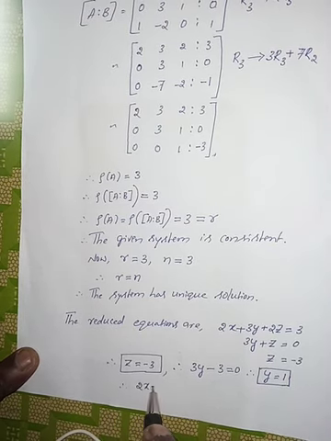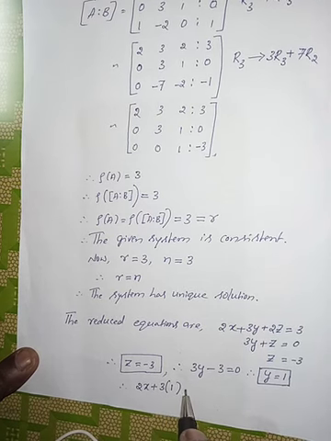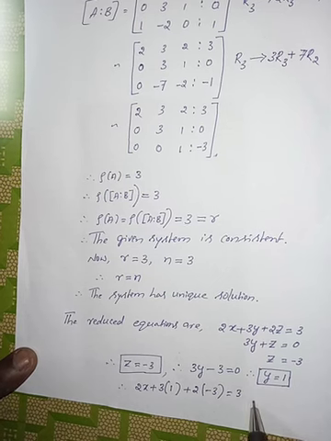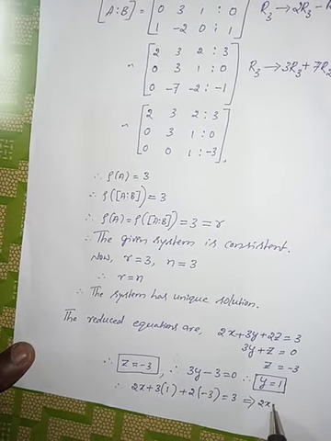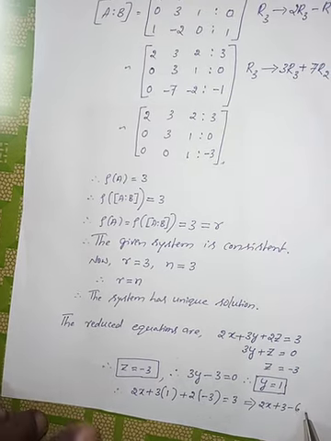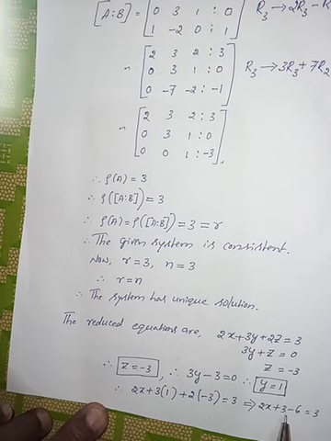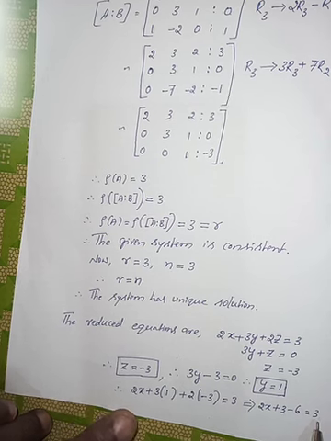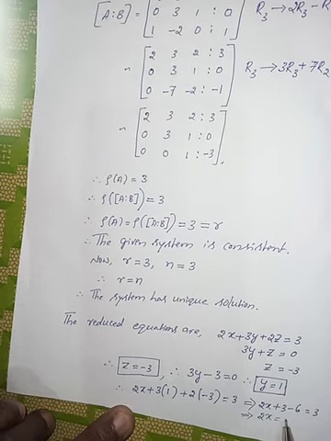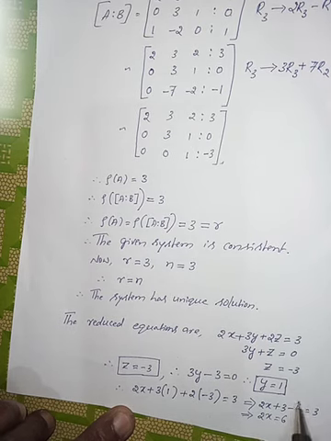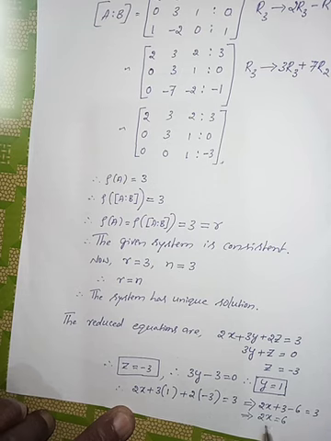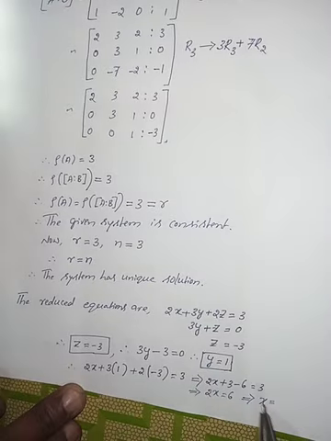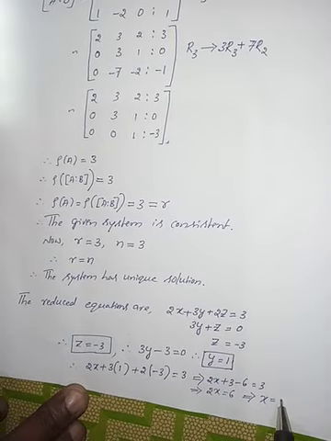So 2x plus 3 into the value of y, which is 1, plus 2 into the value of z, which is minus 3, is equal to 3. You solve this for x. So we get 2x plus 3, 2 into minus 3 is minus 6, is equal to 3. 3 minus 6 is minus 3. Minus 3 on this side becomes plus 3. So 2x is equal to 3 plus 3, which is 6. So what is the value of x? x is equal to 6 by 2, that is 3. The value of x is 3.